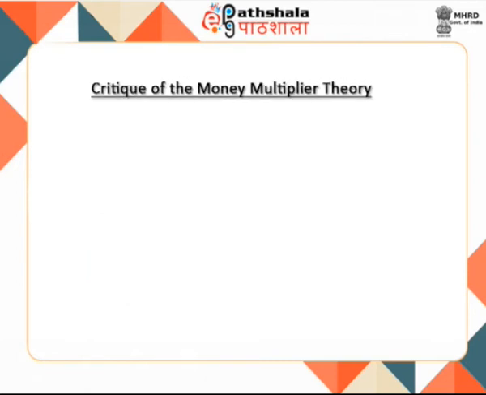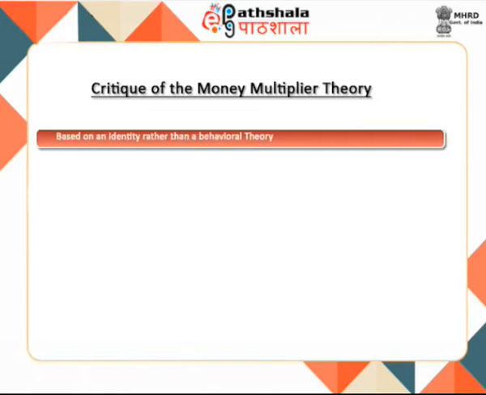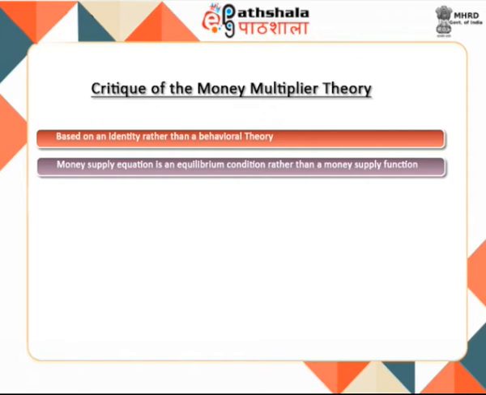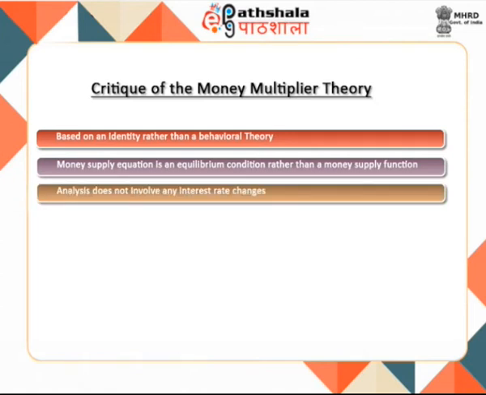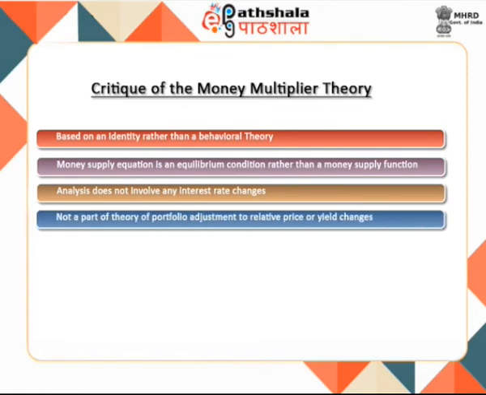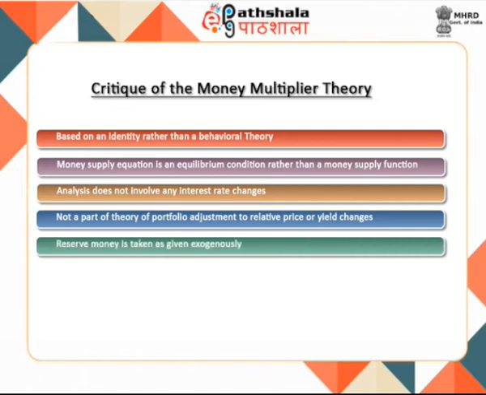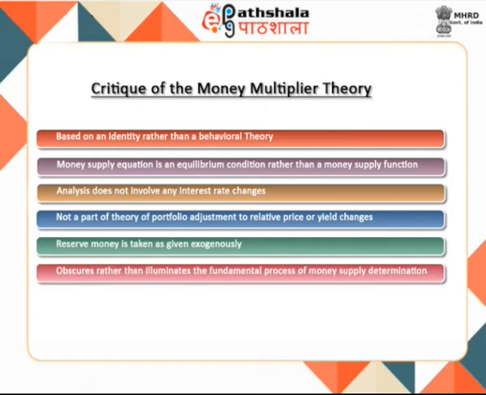The criticisms of the money multiplier theory are: it is based on an identity, just a description of movement in money stock rather than a behavioral theory. The money supply equation is an equilibrium condition rather than a money supply function, and the process involved is rather mechanical. The analysis does not involve any interest rate changes. The money multiplier theory is not a part of the theory of portfolio adjustment to relative price or yield changes. The reserve money is taken as given exogenously with no examination of factors determining its level. The money multiplier theory obscures rather than illuminates the fundamental process of money supply determination.